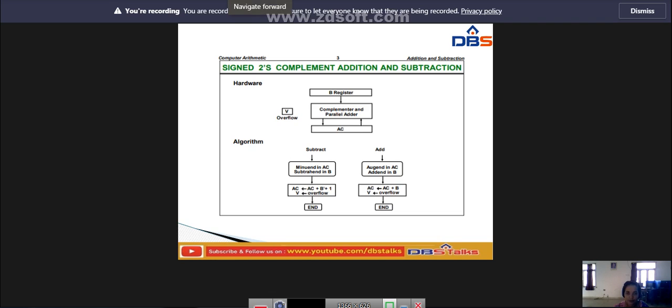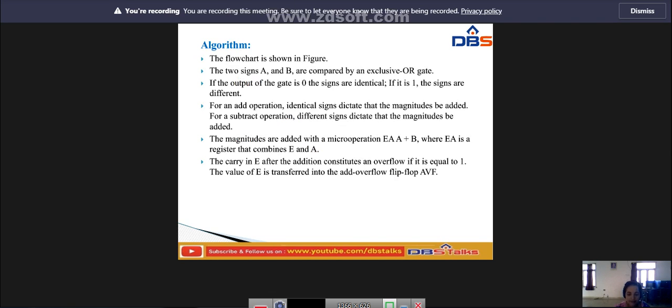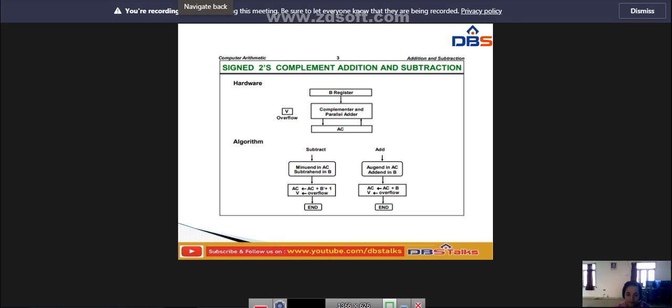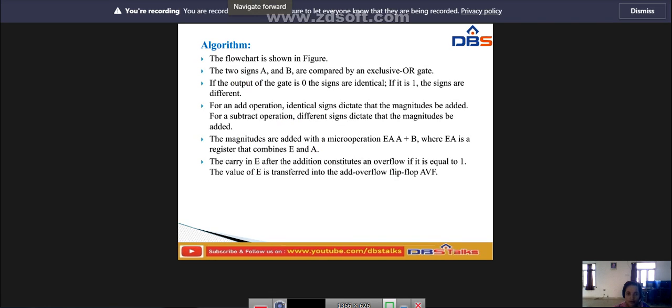I will now explain this algorithm. In this flow chart, the two signs A and B are compared by an exclusive OR gate. If the output of the gate is 0, the signs are identical. If it is 1, the signs are different.